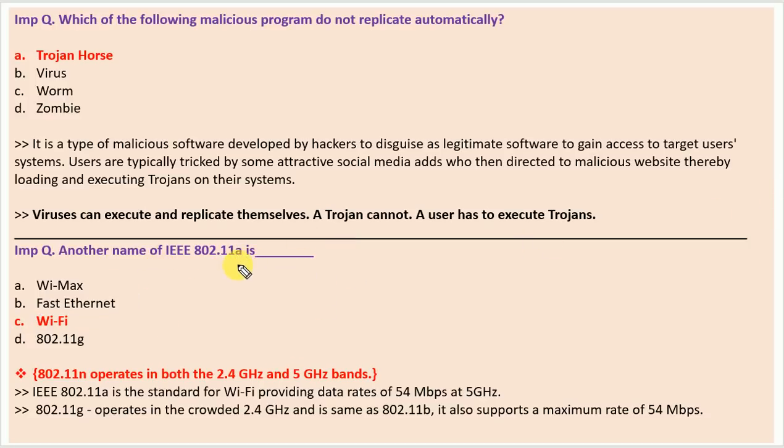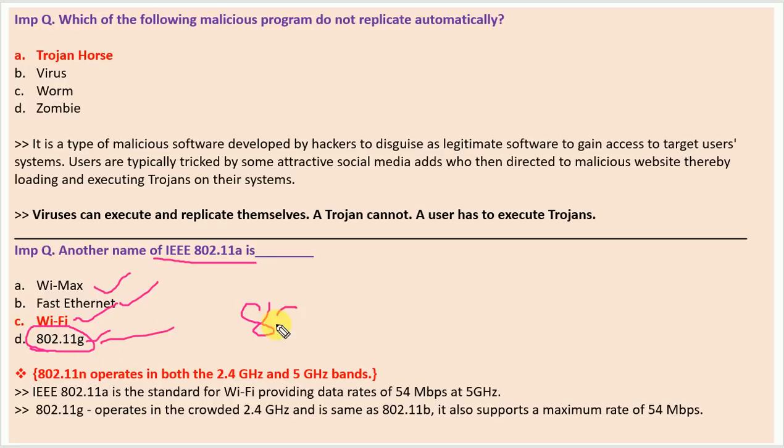As I told, the question itself is not important. We have to gain some concepts from this question, because this is a previously asked question. So let's discuss IEEE 802.11a. Just concentrate on this question: the options are WiMAX, Fast Ethernet, Wi-Fi, and 802.11g. Those who have already watched that video will have some confusion, because 802.11g is also associated with Wi-Fi.